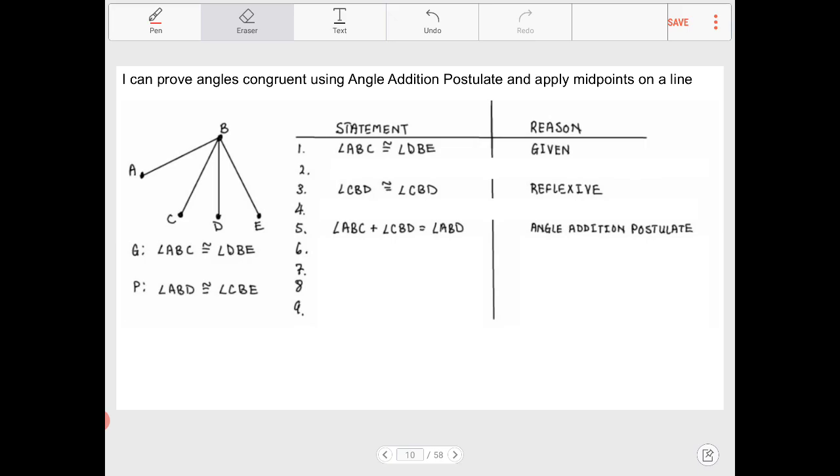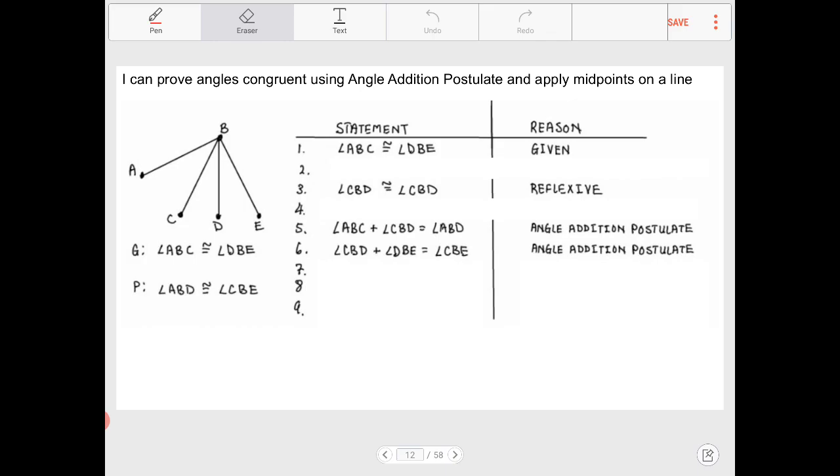ABC plus CBD is equal to ABD. Pause the video if you need to digest that, and then we can make similar arguments with angle CBE. CBE is made up of CBD plus DBE, and that's because of, again, angle addition postulate.